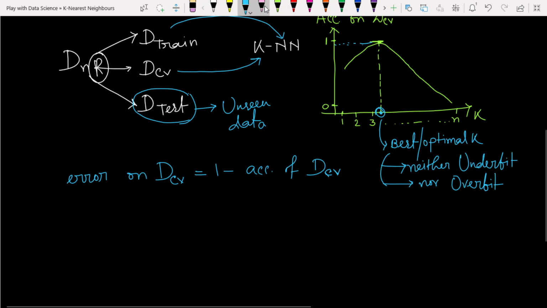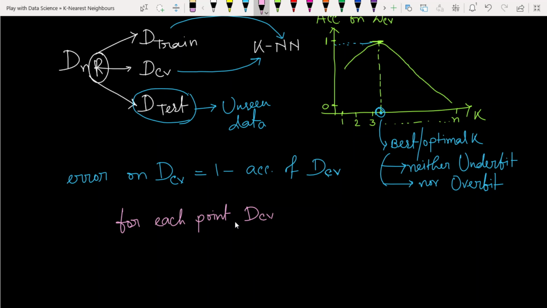Actually, if you just remember these things, we have taken each point from our cross validation data, from D cross validation. And suppose our point looks like this, xi, yi, with i equals 1 to the number of data points in our cross validation set.